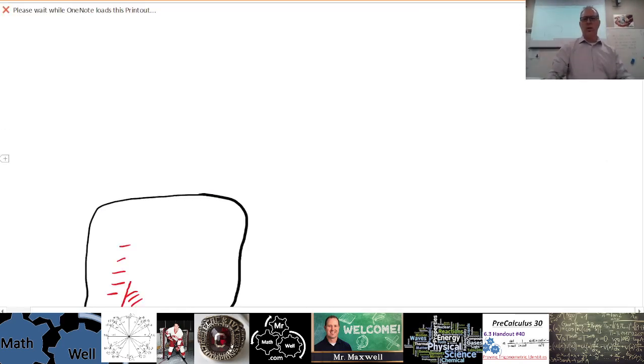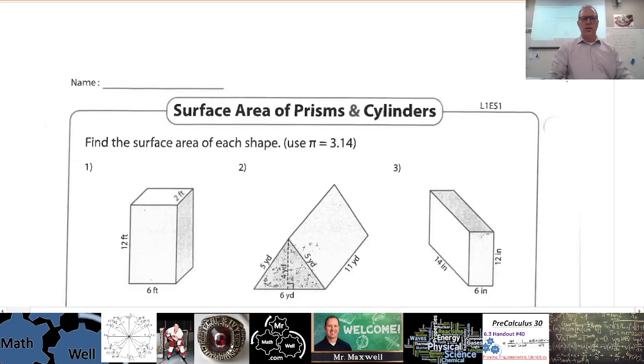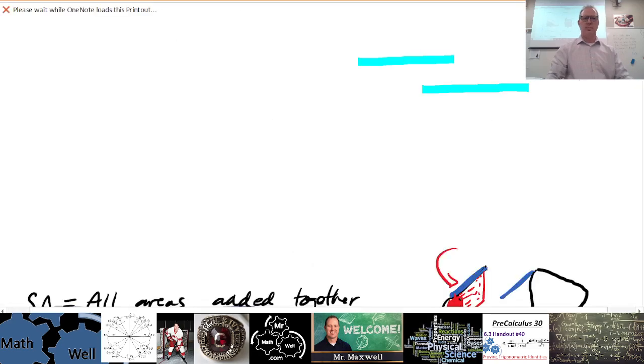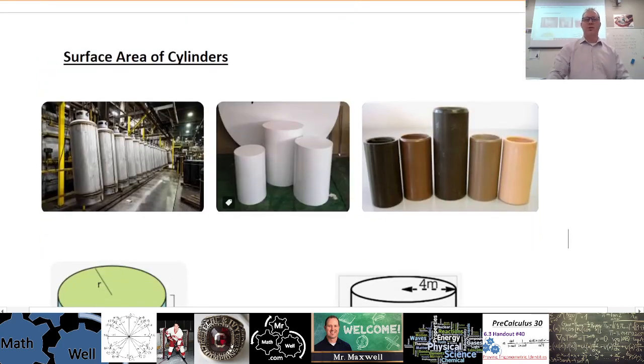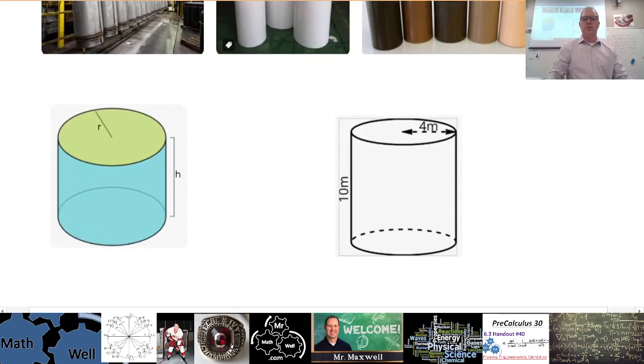So today what we're going to talk about is these guys right here, cylinders. We haven't talked about cylinders yet. So, surface area of cylinders. Now, cylinders in real life are candles, pipes, cylindrical gas tanks like this, something that is circular and has height. The ends of a cylinder are circles. So here's a couple diagrams that you might be familiar with.